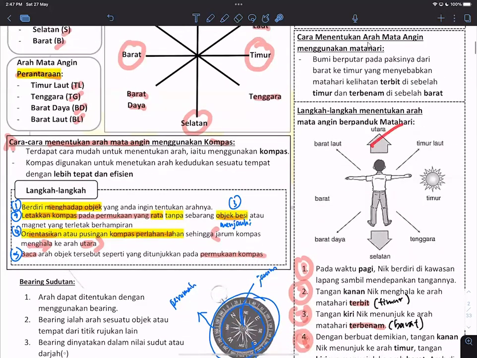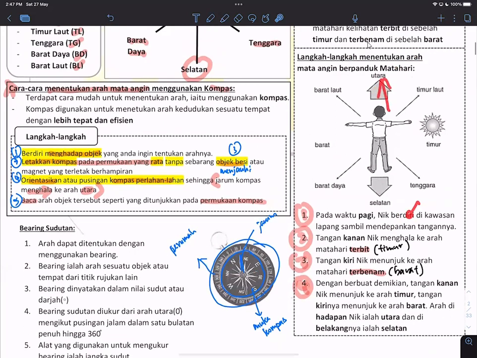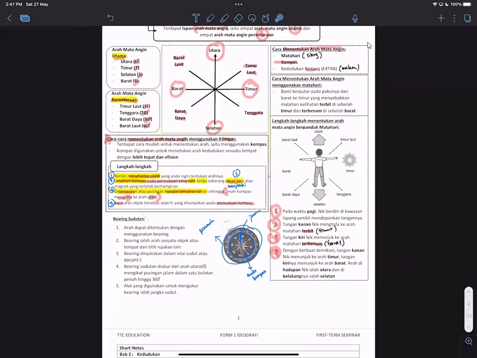So that's why for Matahari, usually at maximum they are just going to come out in the first term exam. So the remaining ones are no longer going to ask for using Matahari to menentukan arah mata angin. So focus more on the compass because you can use it during the night and daytime.